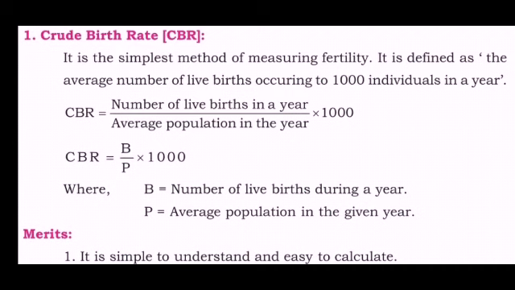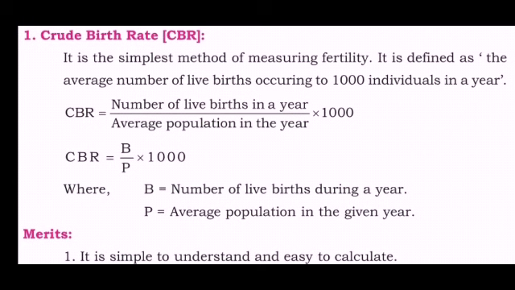And the formula may be written as CBR is equal to B divided by P into 1000. But remember one thing, in exams, if you write B divided by P into 1000, don't forget to write the abbreviations of both the terms B and P.